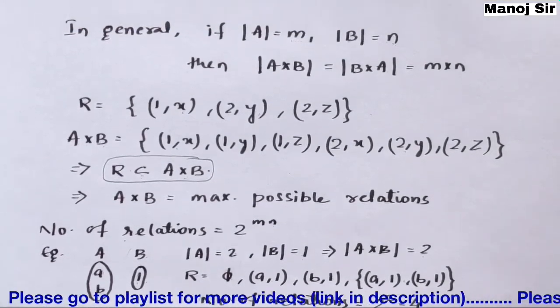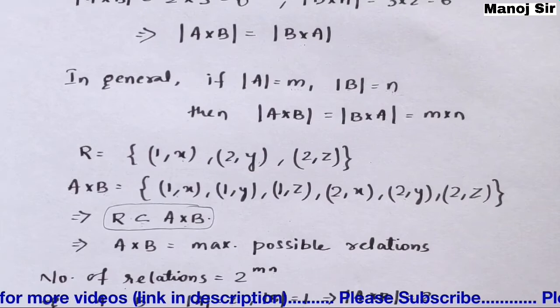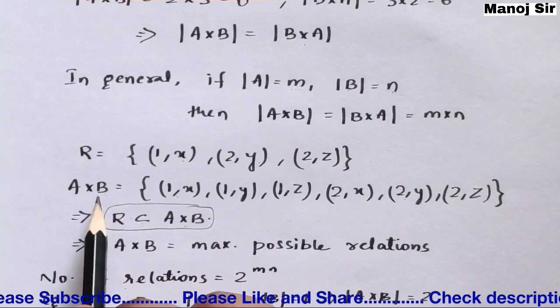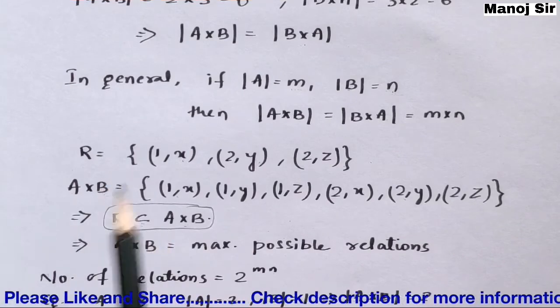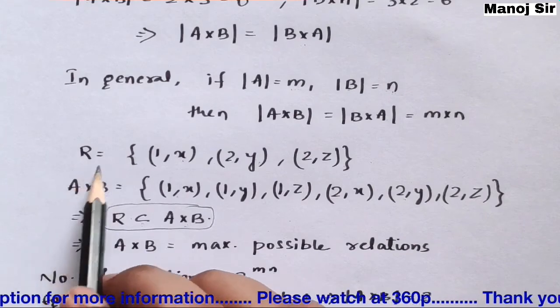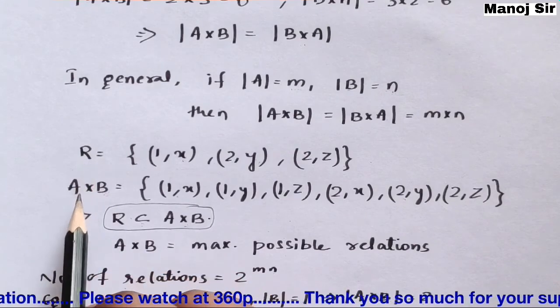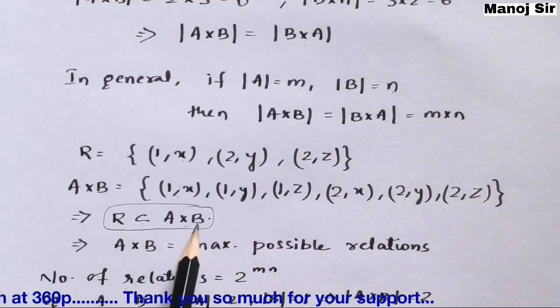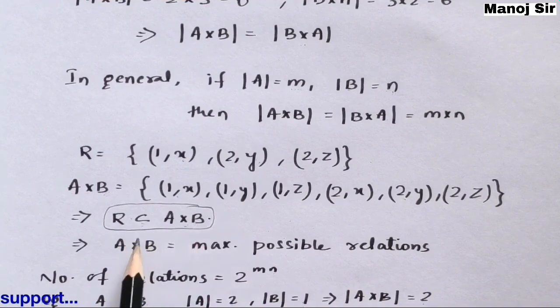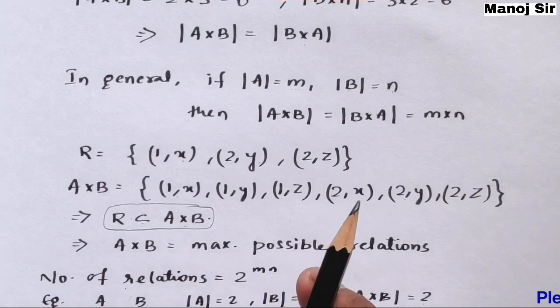So in this video, what was more important is what a relation is. You can say a relation is a subset. If you have A cross B, then R, that is a relation over A cross B, is a subset of A cross B. R is a subset of A cross B, and A cross B is going to give me the maximum possible relations.